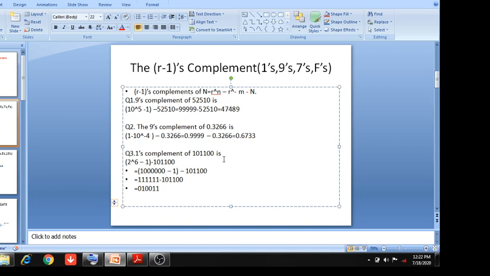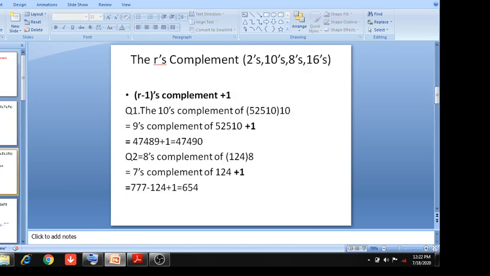After performing this subtraction, you will get this result. Similarly, you can determine 7's complement and f's complement. In 7's complement, subtract every digit from 7. In f's complement, subtract every digit from f. Okay, now we will see r's complement.